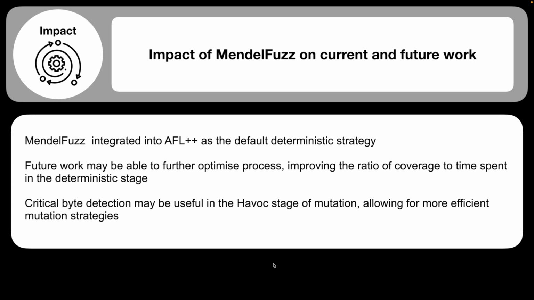I think in particular this critical byte detection can be useful in the havoc stage, where instead of using havoc to do general mutations and mutating a bunch of bytes at once, if you're able to identify specific bytes which are leading to more coverage and more errors, you could have your mutator focus primarily on those bytes while still focusing on other areas. That could be an area of future research and could lead to interesting behavior.